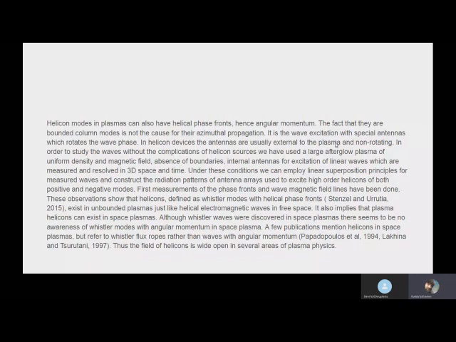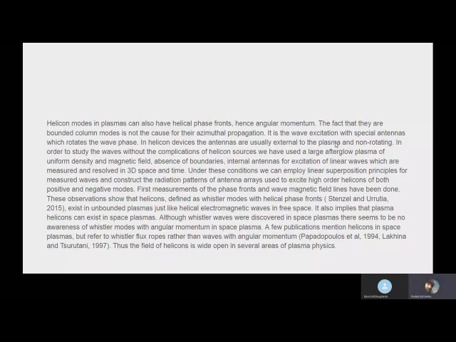First measurements of the phase fronts and wave magnetic field lines have been done. These observations show that helicons, defined as Whistler modes with helical phase fronts, exist in unbounded plasmas, just like helical electromagnetic waves in free space. It also implies that plasma helicons can exist in space plasmas.